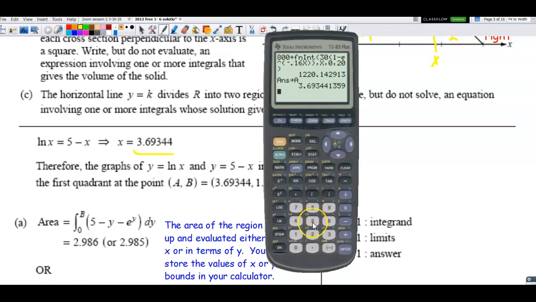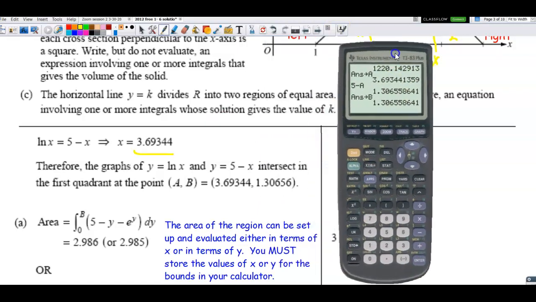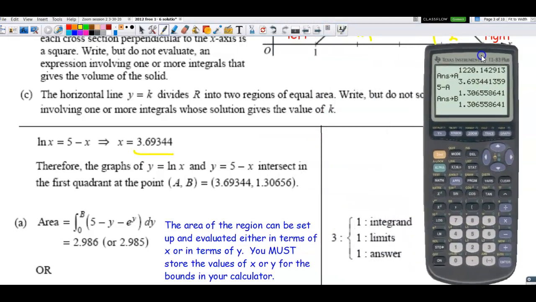Now, since 5 minus x is really easy, I'm not going to use my vars and y bars and all that stuff. I'm just going to do 5 minus alpha A, and that'll give me the y value, and I can store that, store alpha B, and there's the y value stored with the long decimal number if I decide to do the problem in terms of y, which I don't want to, but I might have to do another part of the problem in terms of y. So the number's there if I need it.